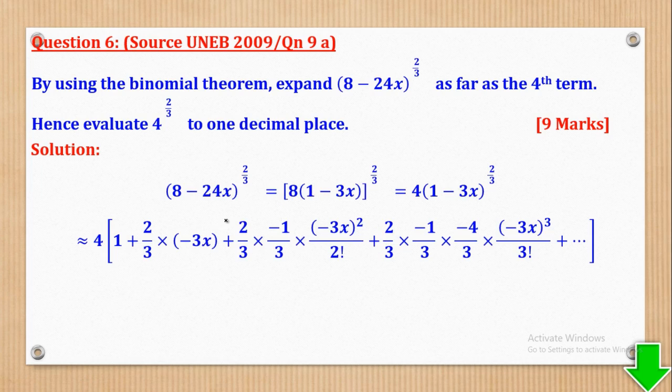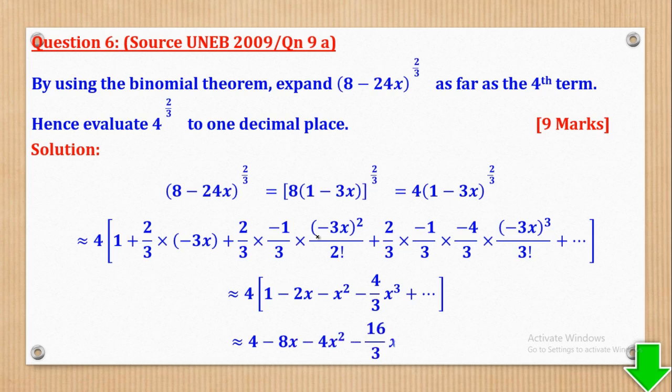Fourth term, write these ones here. Then ask yourself, negative 1 over 3 minus 1 gives you negative 4 over 3, which is that. Then divide by 3 factorial and raise the other term to power 3. I believe by now you know that. The next step is to simplify and then open brackets. So with that, we have used the binomial theorem to expand this up to the fourth term. So 1, 2, 3, 4.